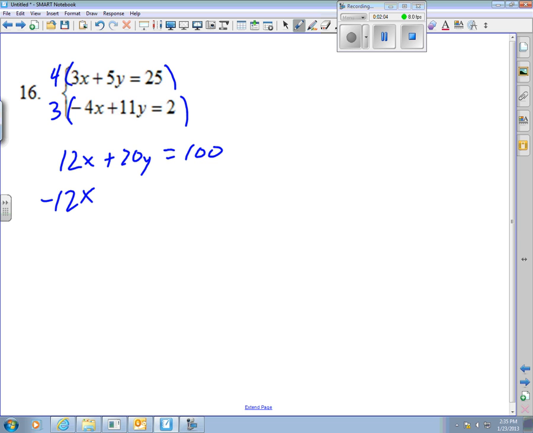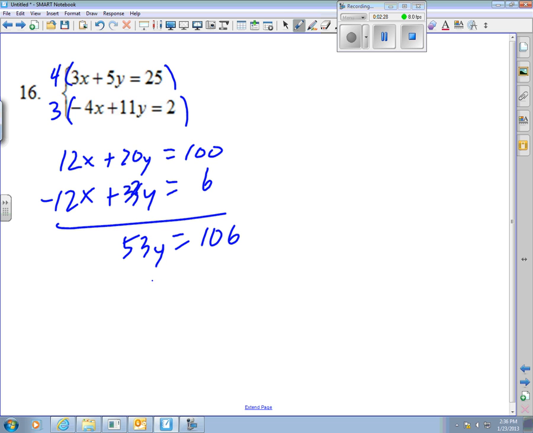I get 12x plus 20y equals 100 on top, and on the bottom I get negative 12x plus 33y equals 6. Adding them together, 12 and negative 12, they go away. 20 and 33 gives me 53y equals 106. Dividing by 53 gives me y equals 2.